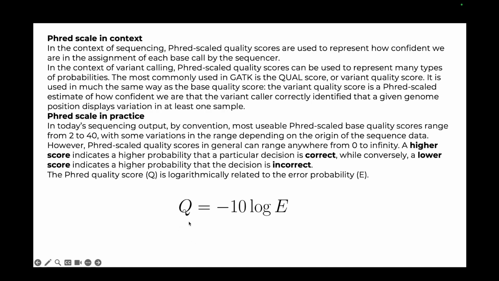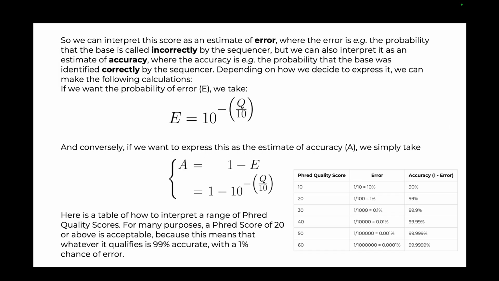So this Q value, which is the qual value or the Phred quality score, as it is also known, is given by this formula: minus 10 log of E, where E is your error probability, right? And what does it actually mean? So if your Phred quality score is 10, you can just calculate E from here. If it is 10, it's 1 by 10, which is 10% error.